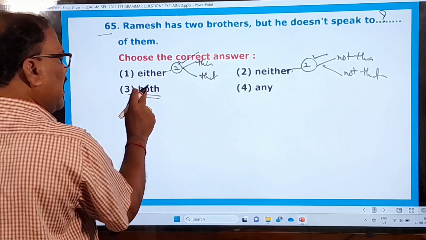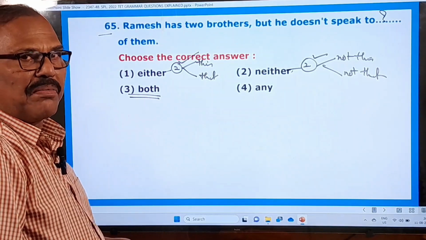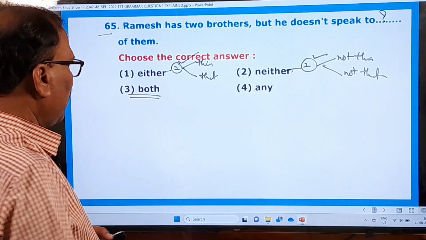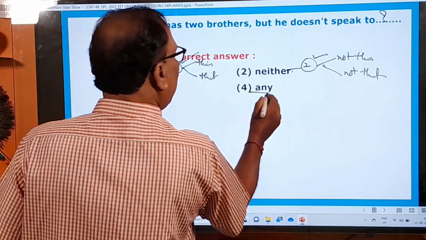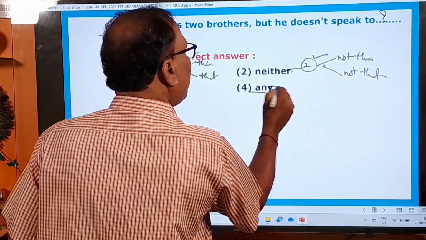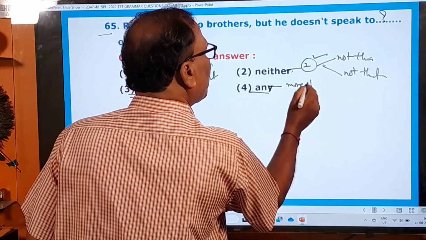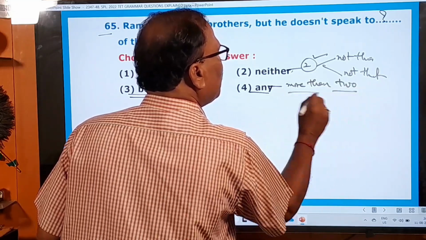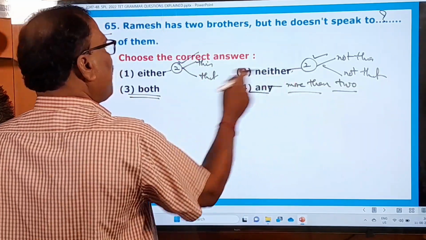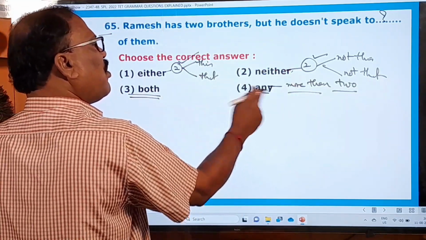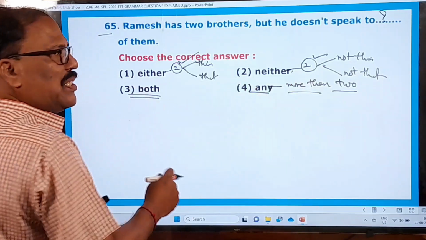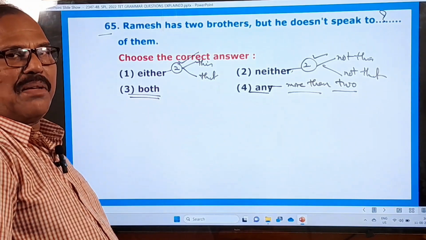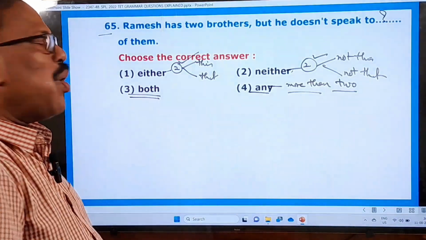And both is there. It indicates two: both the sons, both the daughters, both the brothers. And any refers to more than two. This is important. With two, either or neither is used. With more than two, any is used. Both indicates two: both the sons, both the daughters, both the students, both the teachers.